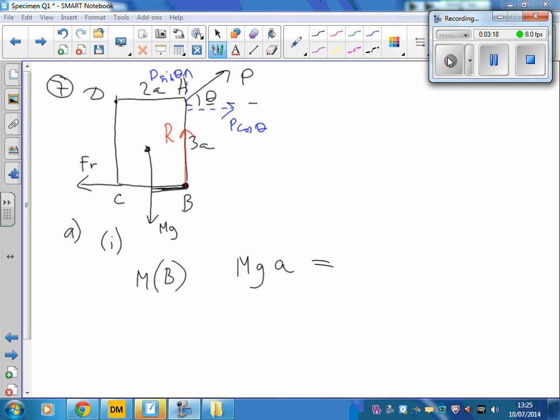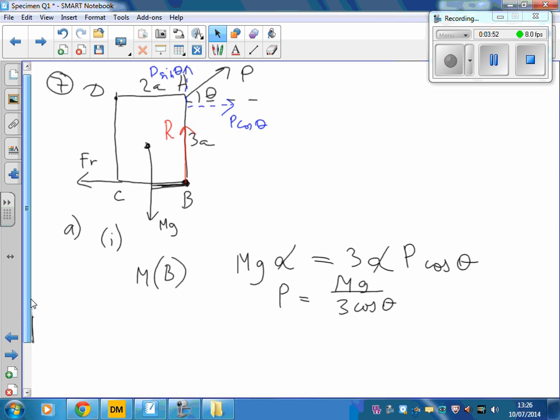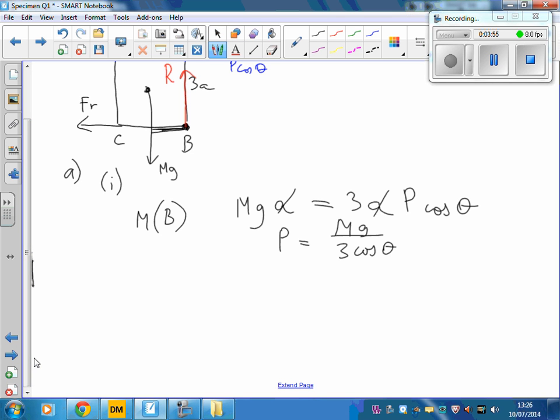Let's write it down. So 3a is the perpendicular distance from B to the line of action of P cos theta, multiplied by P cos theta. So that's the equation that we needed. a is cancelled, and the expression for P is then mg over 3 cos theta. That's the answer to part I. Now, let's do part II.